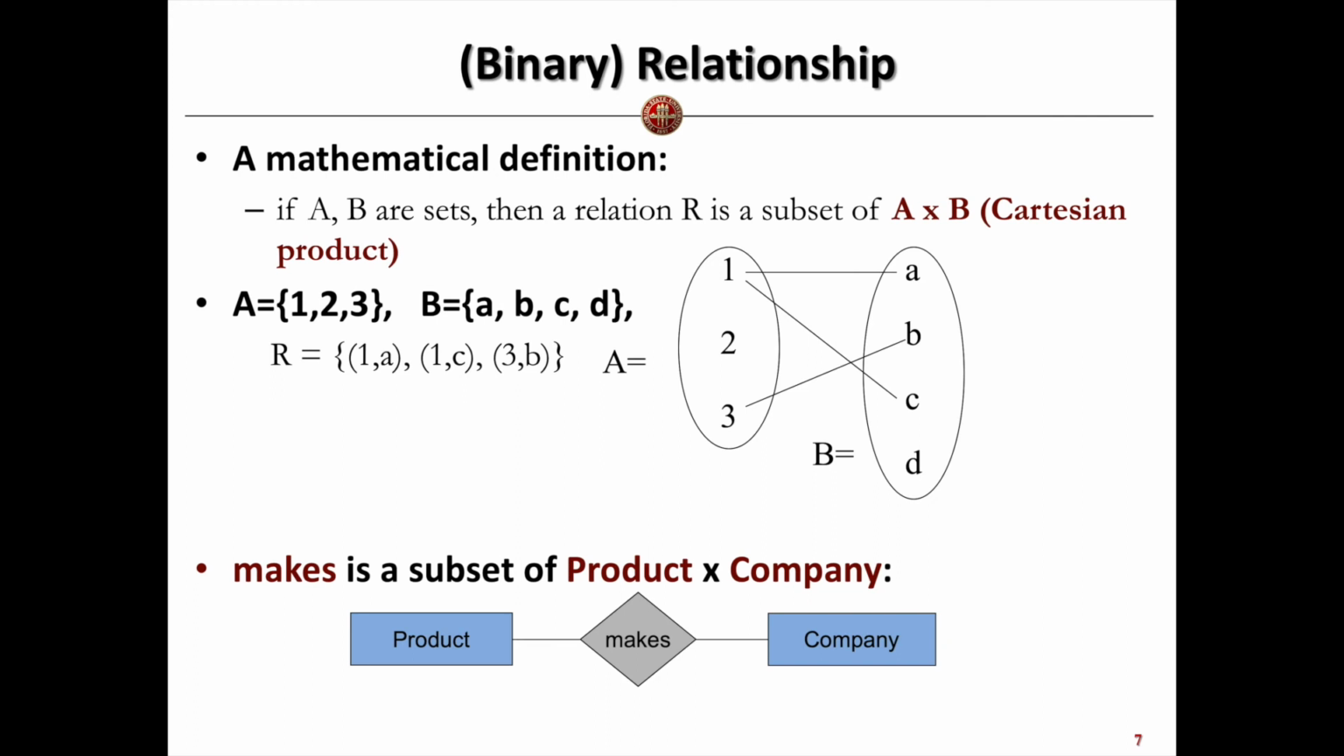This is a mathematical definition and representation of the relationship. And at the bottom, we also have an example of this Makes as a relationship between products as well as companies. If two entities are connected by this Makes relationship, then we know that this company makes this product. And we can also provide you with some examples.